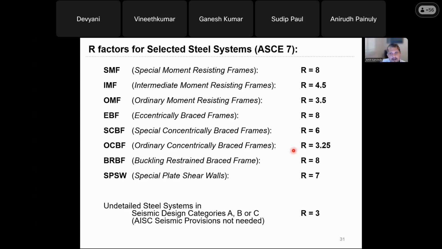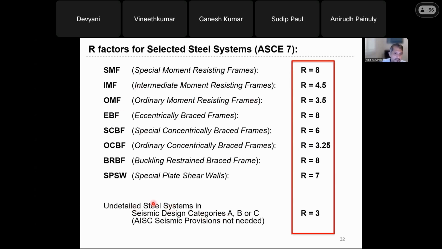If you look at the R factors for various systems in the US, there are special moment frames, many of which you're kind of familiar with. These R factors range from 3 to 8. This is really important to think about. When you think about an R factor of 8, what this really means is you're taking a response spectrum and designing the structure for 1/8 of the strength that your elastic response spectrum requires. So this is a pretty big deal.